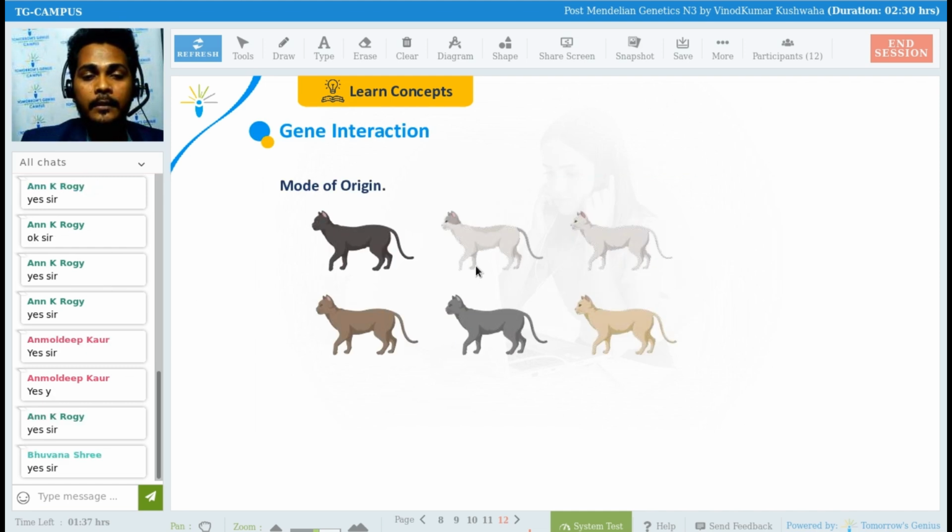Okay. Now, mode of origin. What is the mode of origin of multiple allelisms? Multiple alleles are produced due to the repeated mutation of the same gene. That means if mutations happen, they are going to produce multiple allelisms in different directions.